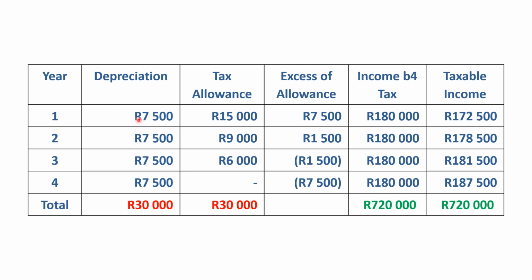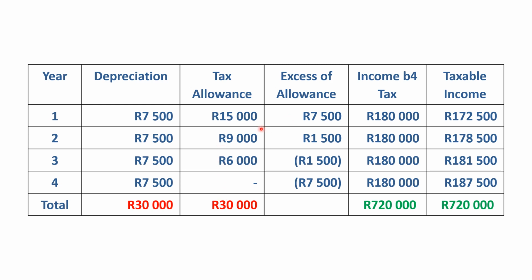From the accounting perspective, our depreciation will be 7.5. Why? When we take the 30,000 and divide it by 4 years, it gives us 7.5. So each and every year, we have a depreciation of 7.5. However, from the tax perspective, we have 30,000: first year it's 50%, second year is 30%, and third year is 20%. You realize that in the fourth year, there's nothing. Why? Because we have already accumulated the allowance.